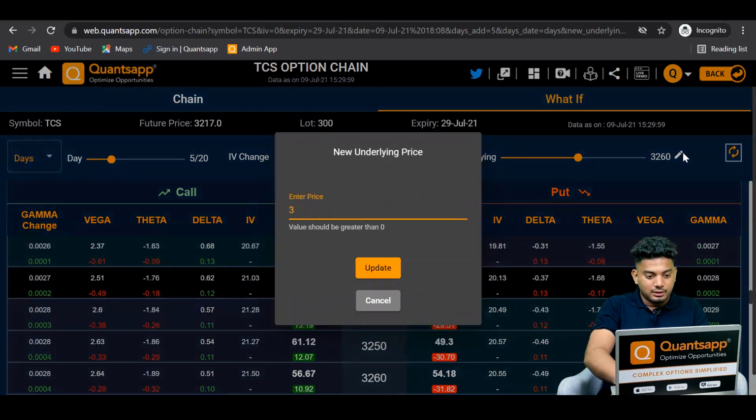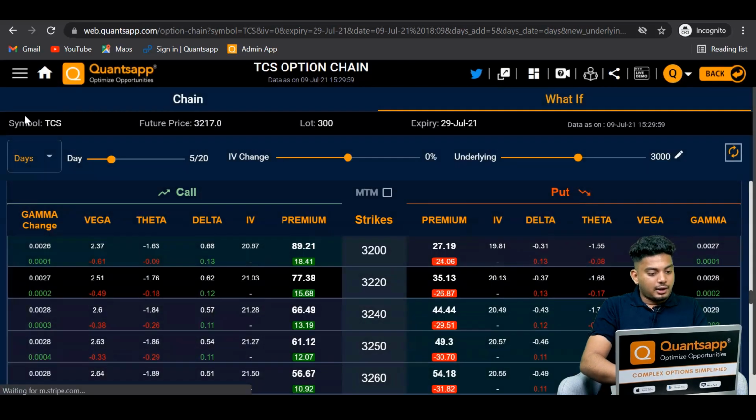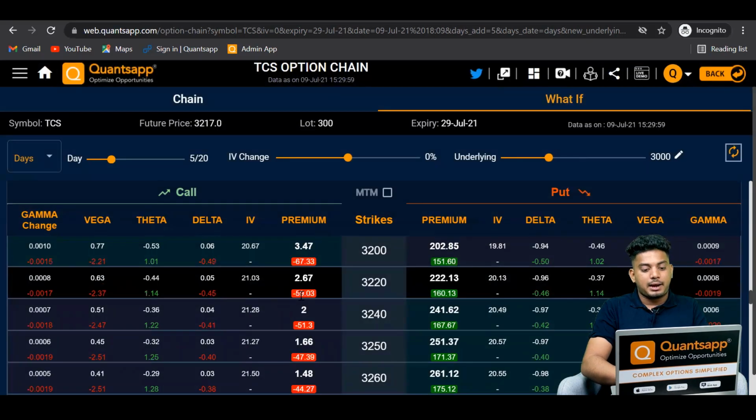Let's say the price of TCS goes down till 3000, and 5 days from here, what is going to be the impact on my premium? The premium which was quoting at 61 rupees has gone down to 2.67 rupees. So in this scenario, we are making a loss of 59 rupees on the strike price of 3220 rupees. As simple as that. So if the price goes down, the call option price goes down. If the price goes up, the call option premiums also go up.